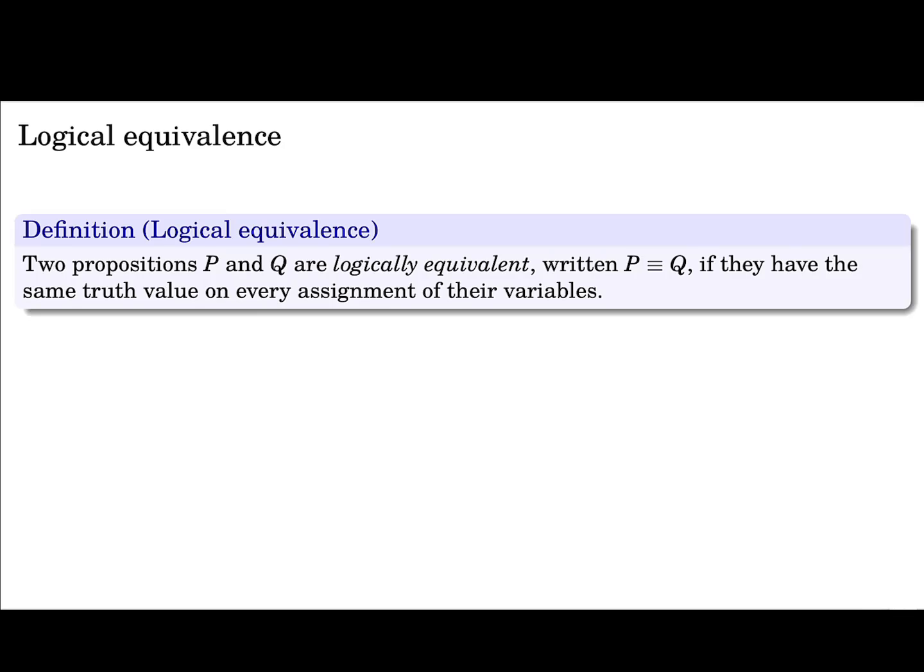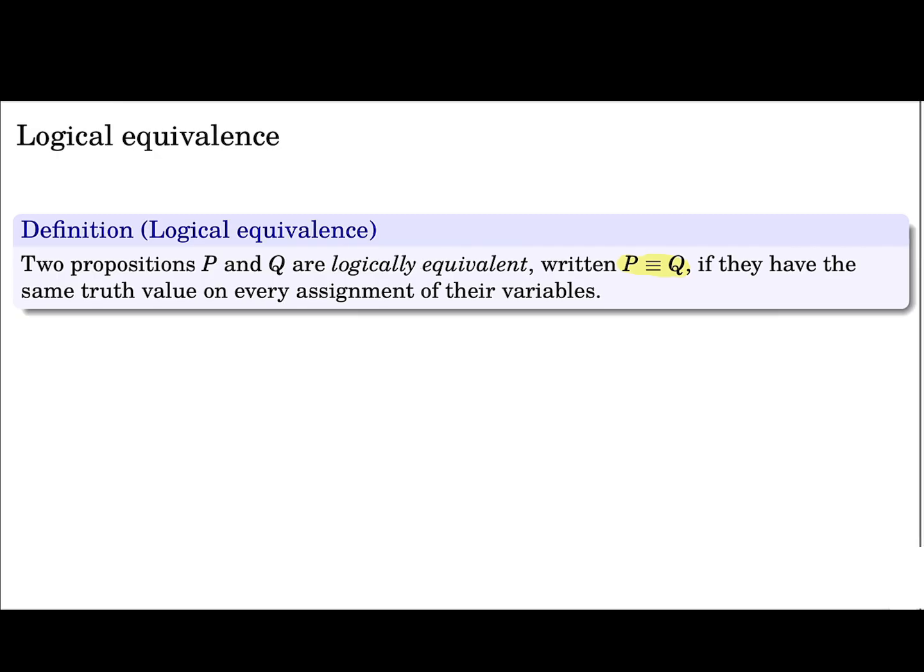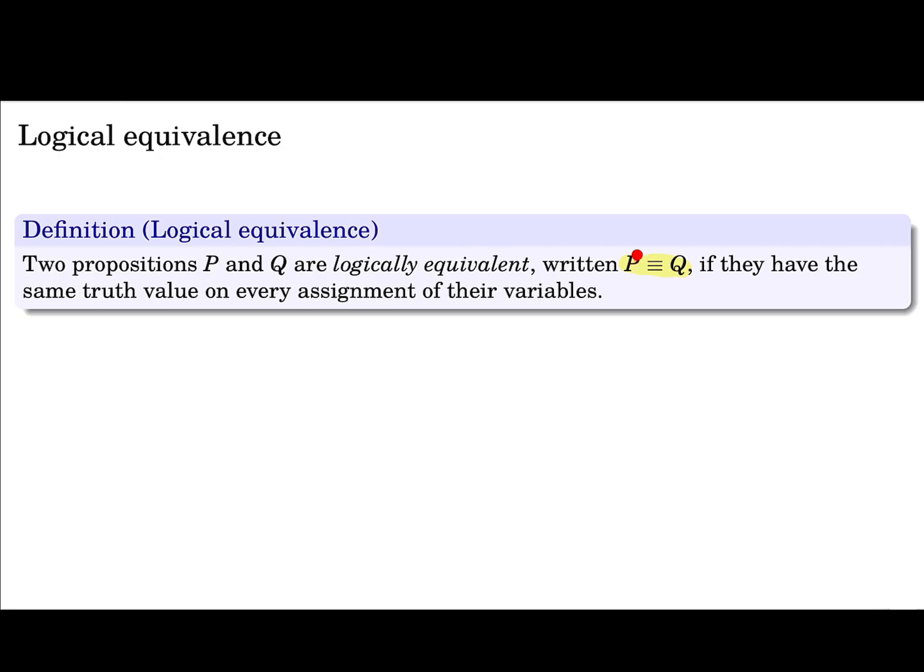Two propositions, P and Q, are logically equivalent if they always have the same truth value. So we write this using this equal sign with an extra line on top, and this just means equivalence. What this means is that P will be true if and only if Q is true, and P will be false if and only if Q is false.